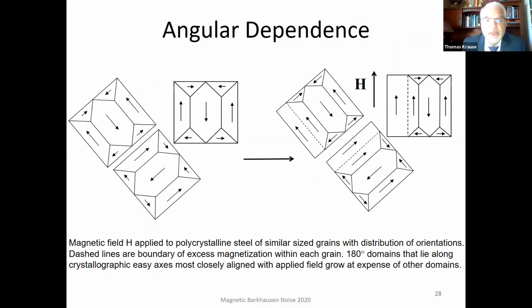So how can we explain this angular dependence in these materials when we apply H in a certain direction with regard to the net magnetic easy axis? It's the projection of the field along the 180 degree domain wall that causes the domain walls to move. And of course, those domains that are most closely aligned will form the largest magnetic moments and therefore the largest Barkhausen signal.